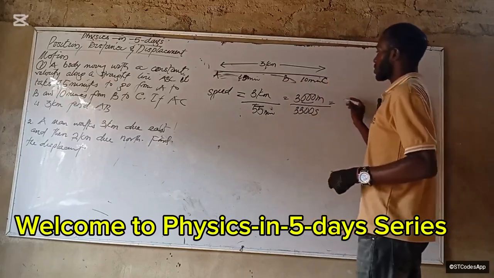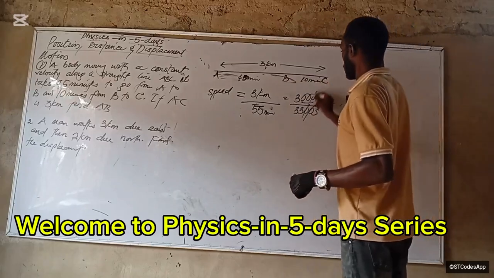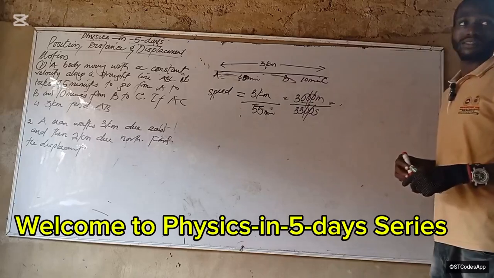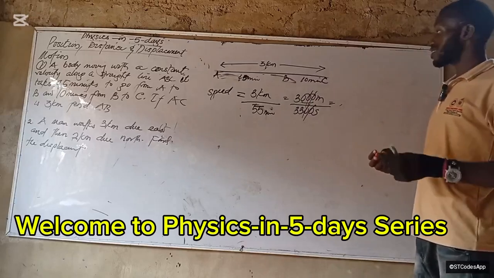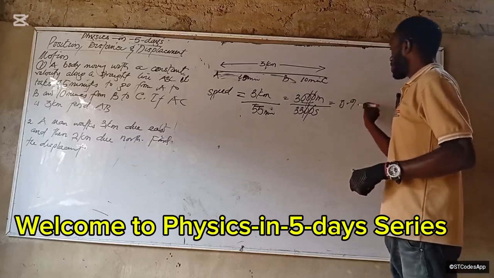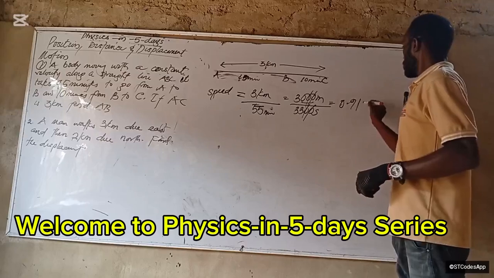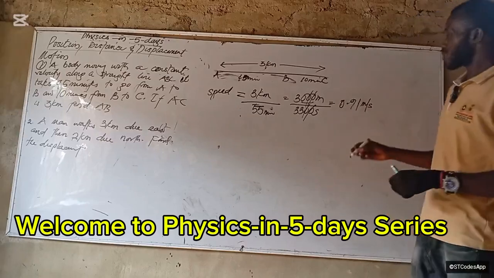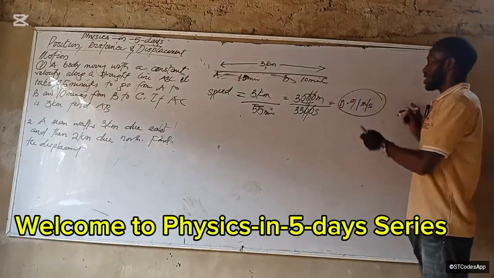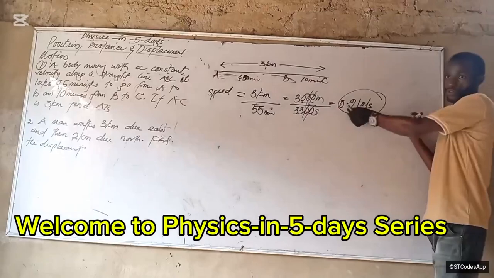So this now becomes 3000 divided by 3300, roughly 0.91, right? Meters per second. So this is the speed of the body throughout the entire race. More like it's traveling 1 meter per second for what you're seeing here.